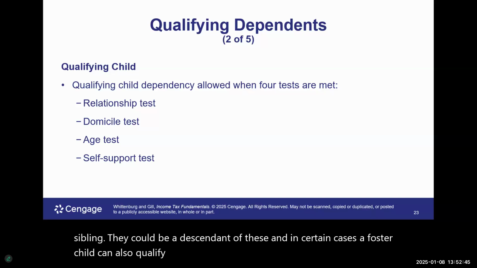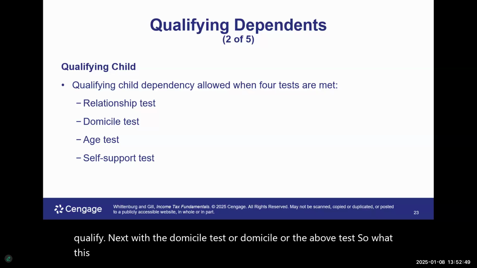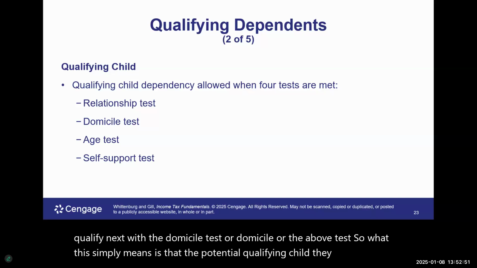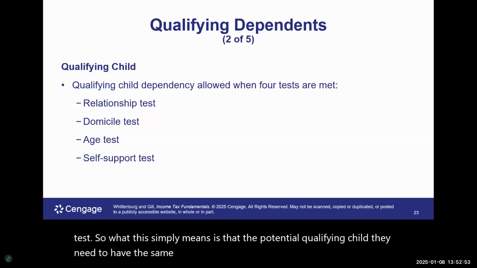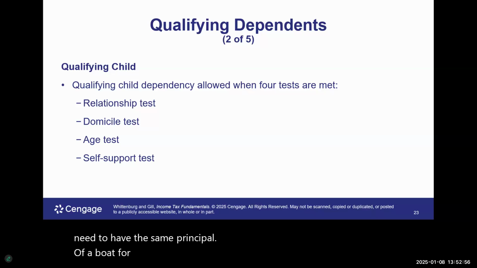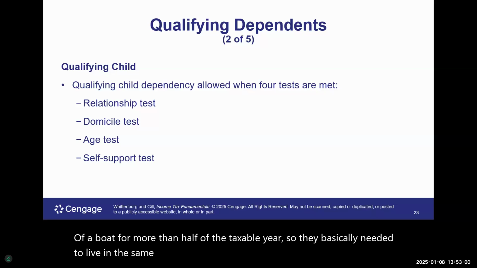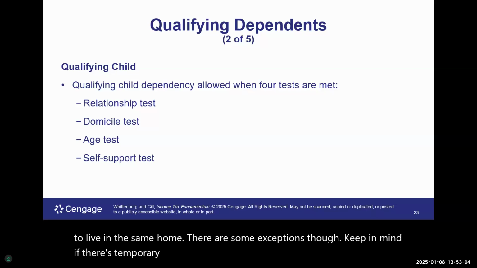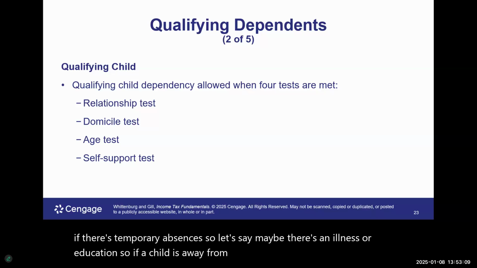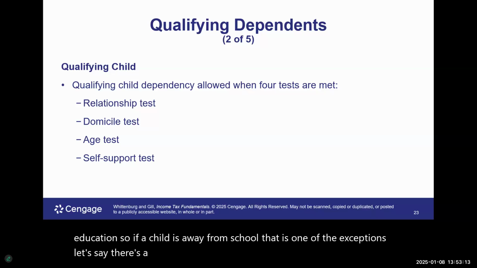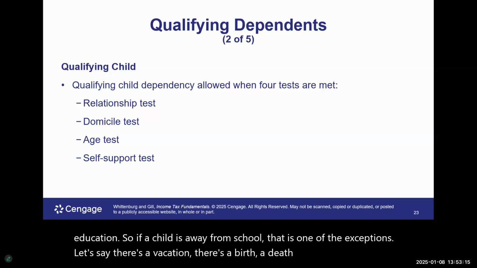Next, the domicile test, or the abode test. What this simply means is that the potential qualifying child needs to have the same principal place of abode for more than half of the taxable year. So they basically need to live in the same home. There are some exceptions though. Keep in mind temporary absences, so let's say an illness or education. If a child is away at school, that is one of the exceptions. Let's say there's a vacation, a birth, a death of a child, and things of that nature.